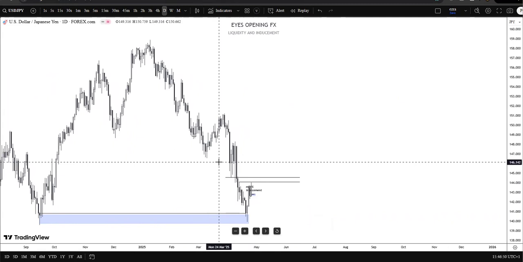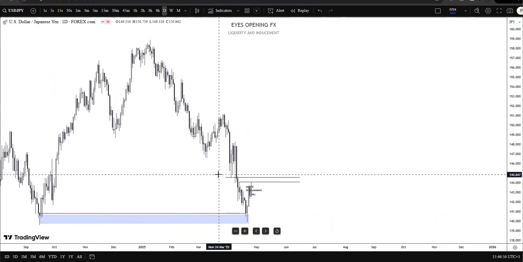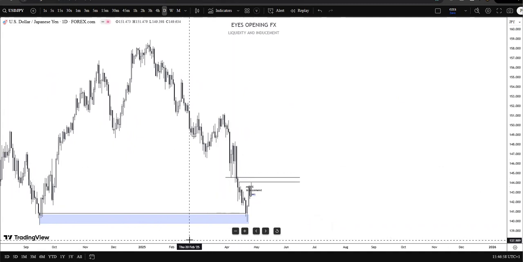So that is a good rejection that market can use to give us a bullish expansion. So let's look at the code report.